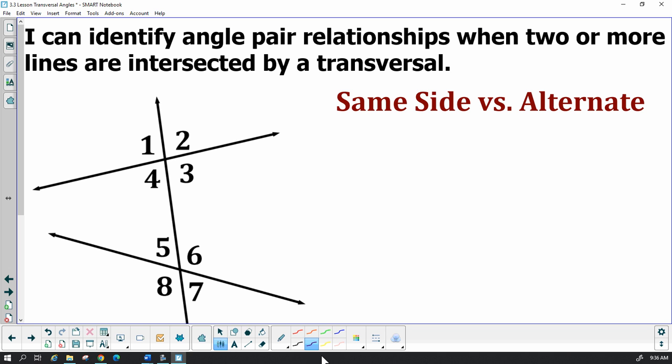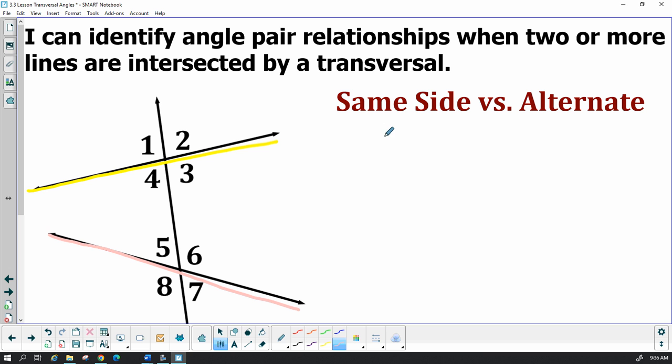So when we're talking about angle pairs in this scenario, we're always going to have one angle that's formed by one line, so in this case our yellow line, it's not always going to be yellow, and one angle that's formed by the pink line. So when we're matching up pairs, there's always going to be one angle from this part of the picture and one angle from this part of the picture.